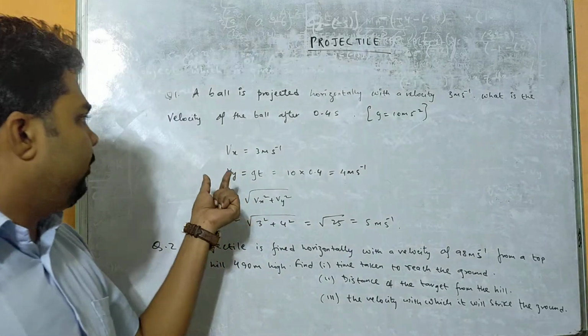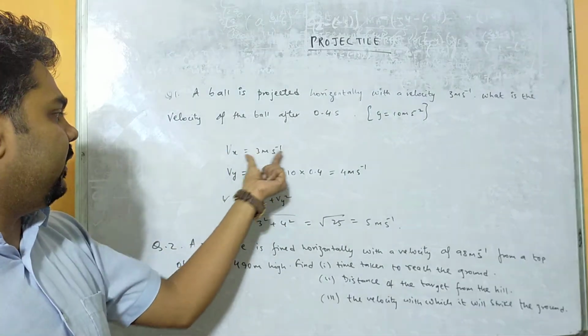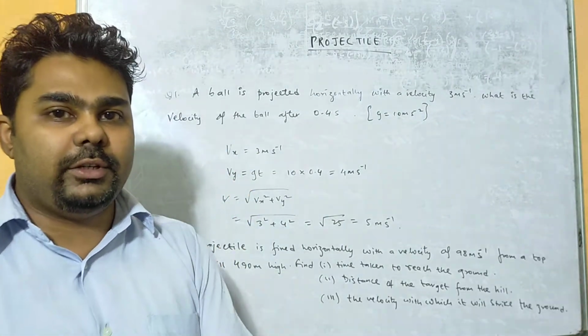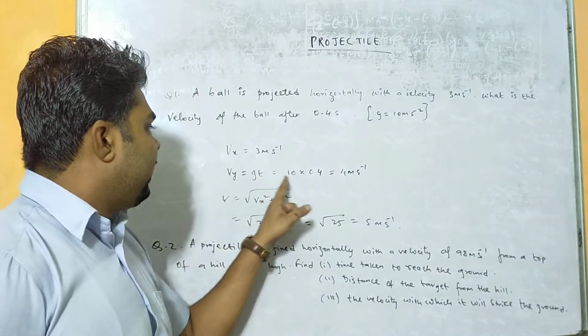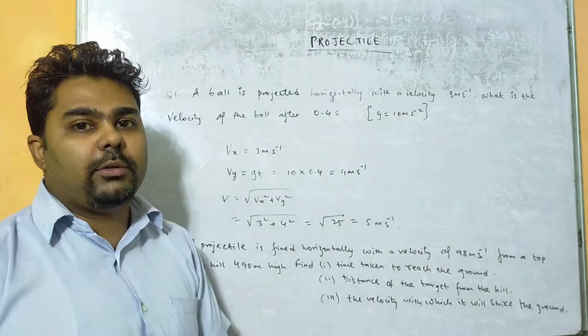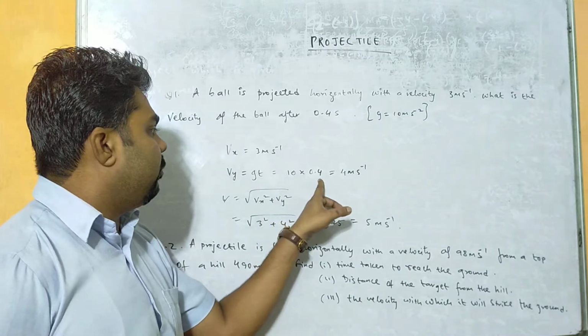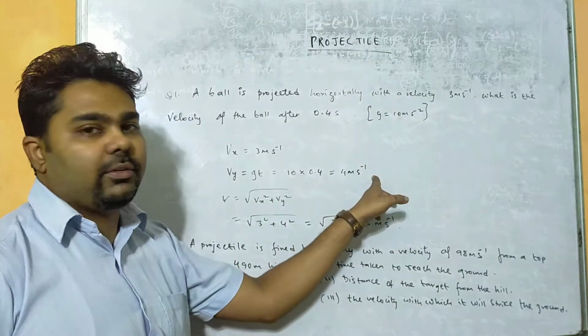So you see, we know vx is 3 meter per second, and vy, what was the formula? That is gt. Okay, so g means acceleration due to gravity, which is given as 10 meter per second square, and time is given here, 0.4. So when you multiply, you will get 4 meter per second.